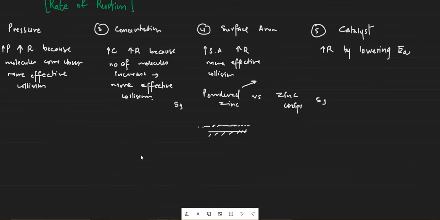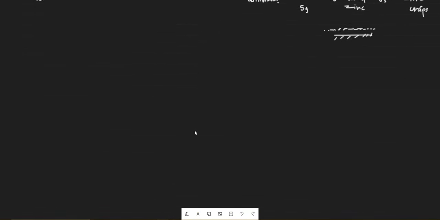Now moving on to various ways of measuring rate of reaction. Some of it we have already discussed in the first chapter. There are two methods of measuring rate of reaction. Method 1 is by collecting gas and measuring its volume, and the other one is by measuring loss in mass.